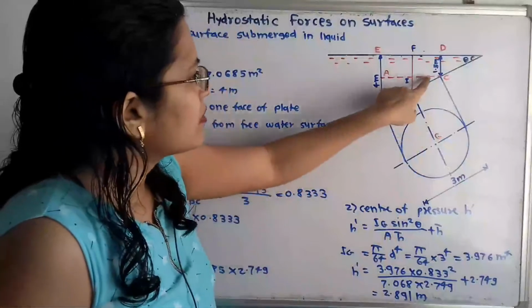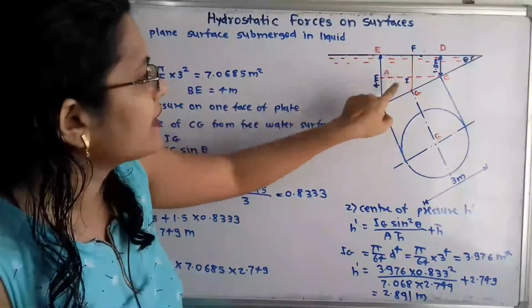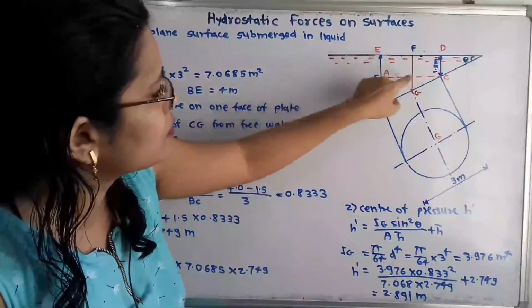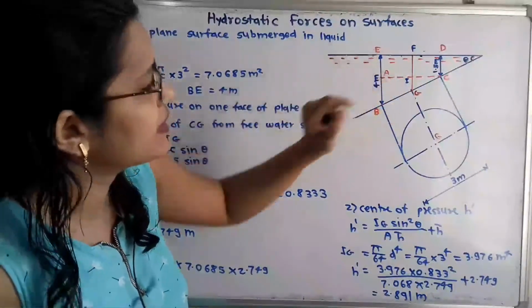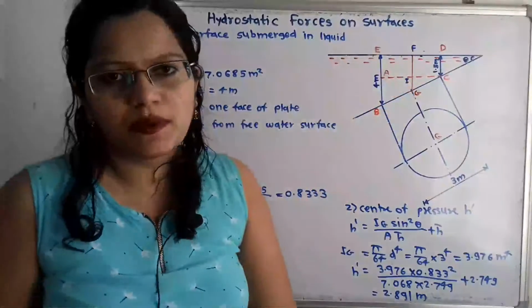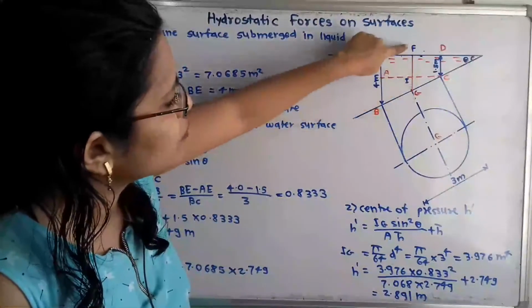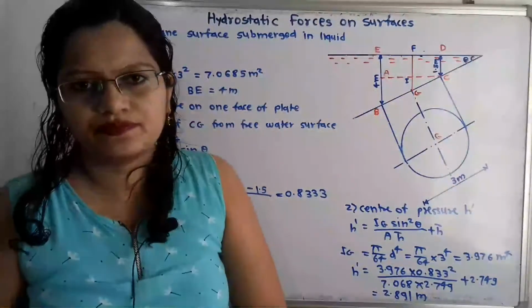Now the point of intersection on this FG we will say here I, and the point of intersection for this horizontal line on this BE we will say here as A. Now what is this distance h bar? So h bar is equal to line FG, which is equal to FI plus IG.